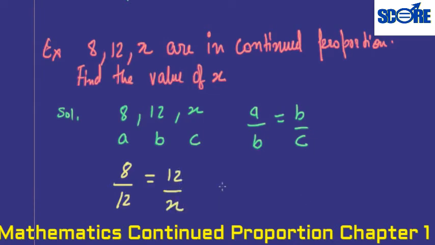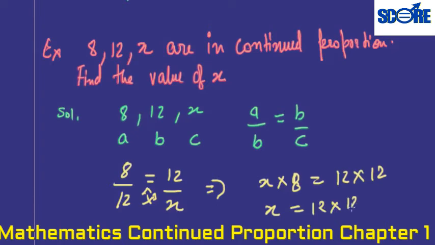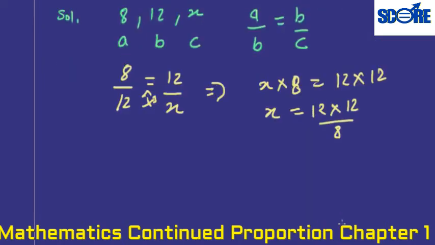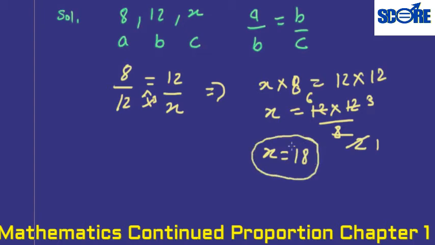Now simply by cross multiplying, as we used to solve the questions of proportion, in the same way we can solve this question. This implies that X into 8 is equal to 12 into 12. We have just simply cross multiplied it. So we can write it as X is equal to 12 into 12 upon 8. And we know how to solve this. We can cancel it by 4, 2 times and 3 times. Again we can cancel the 2 with 1 and 2 with 6. That is X is equal to 18. So the value of X is 18.